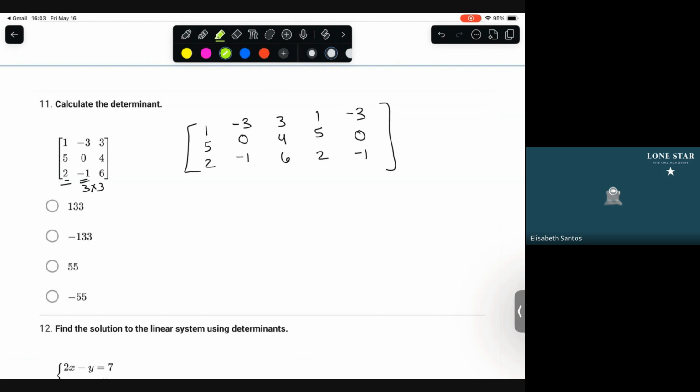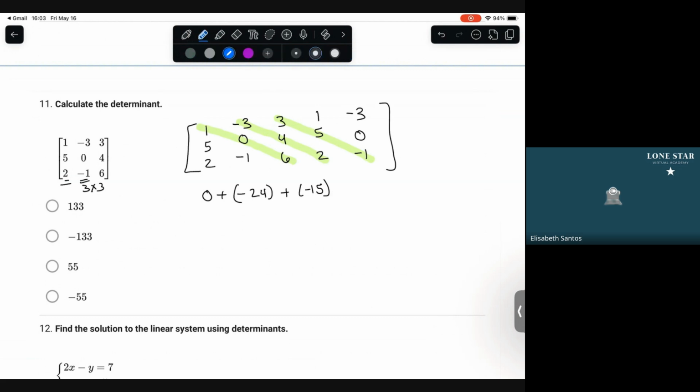Okay, so what we're going to do, we're going to find the first diagonal of 3 numbers. So like here, 1, 0, 4. And we're going to multiply those. So 1 times 0 times 6 is 0. And then we find the next one, which is this one. So 4 times negative 3 is negative 12 times 2 is negative 24. We're going to add those together. And then find the next one. 3 times 5 is 15. Times negative 1 is negative 15.